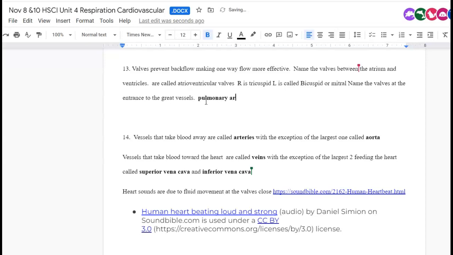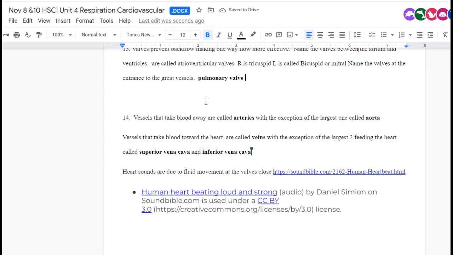Good. The name of the valves that enter the great vessels: the pulmonary valve goes into the pulmonary artery, and then the other one, the aorta, has the aortic valve.